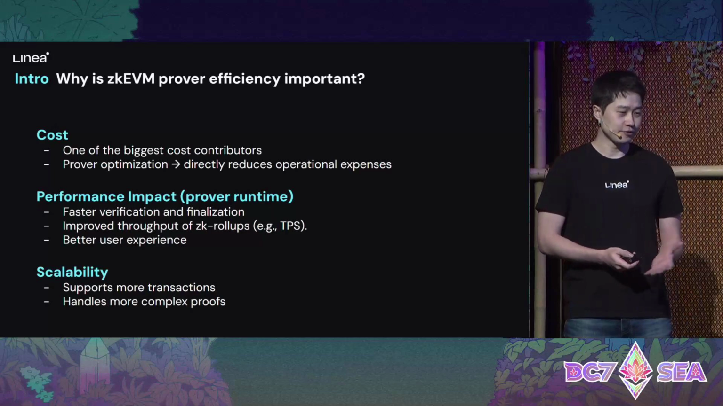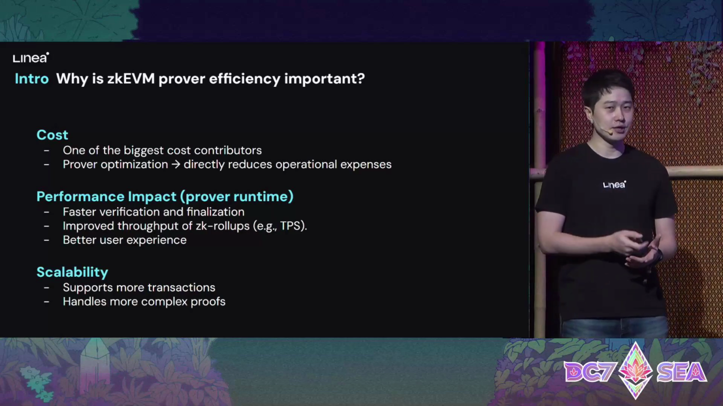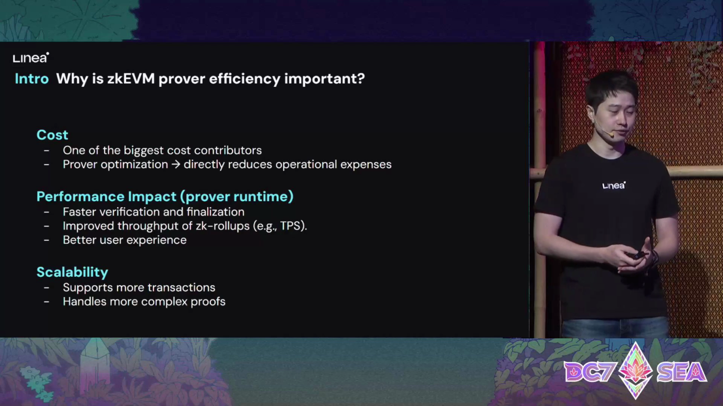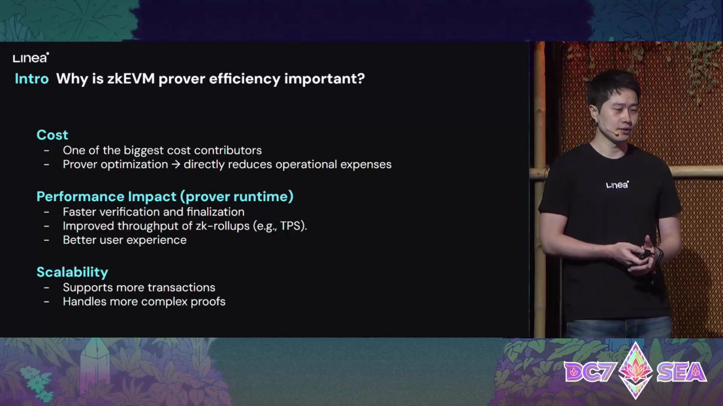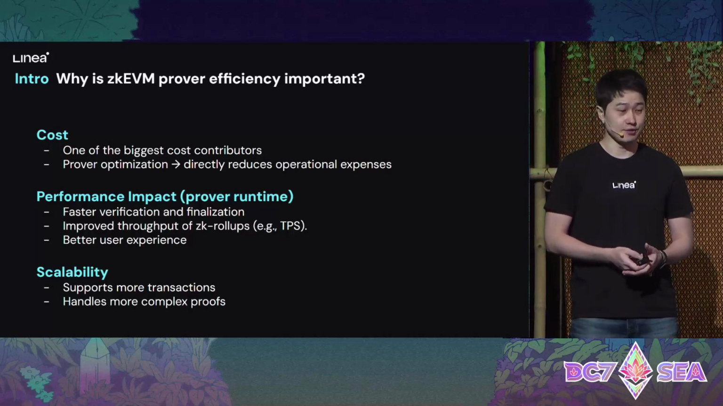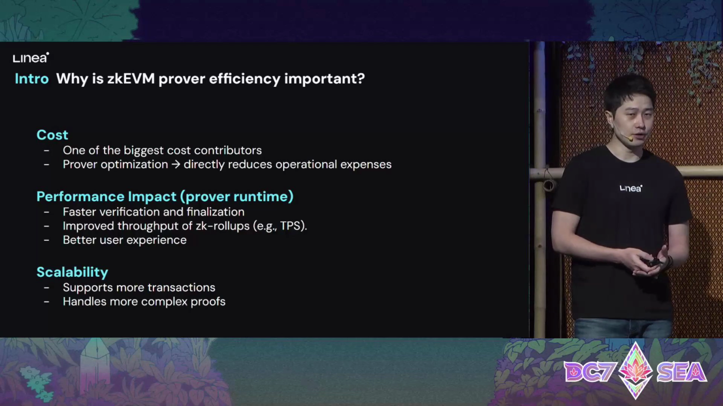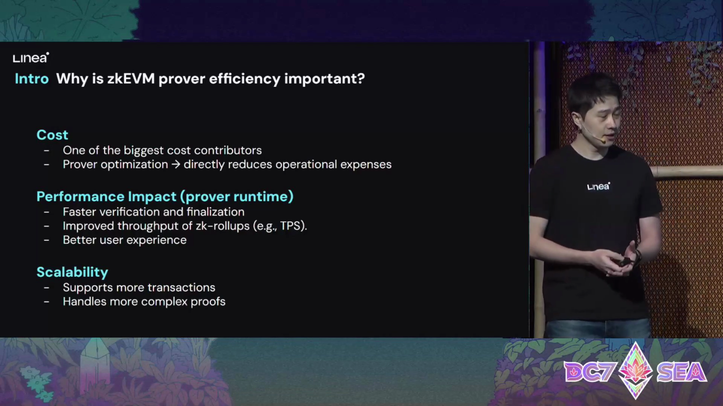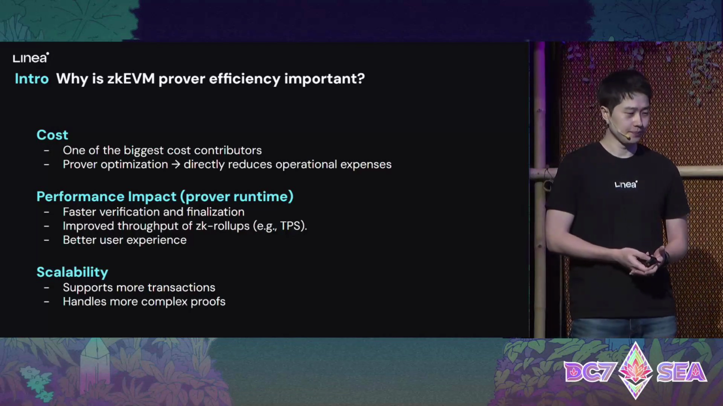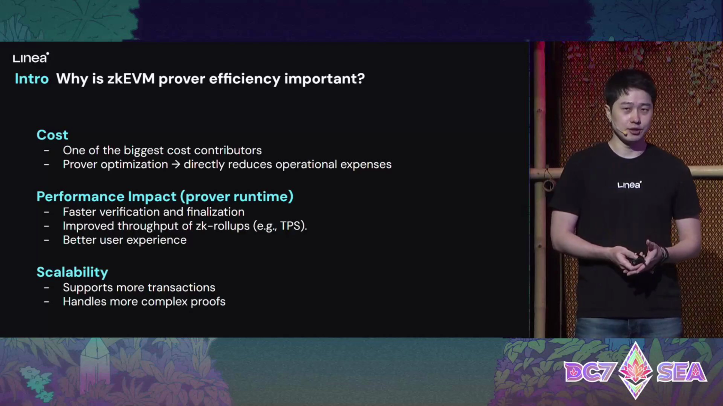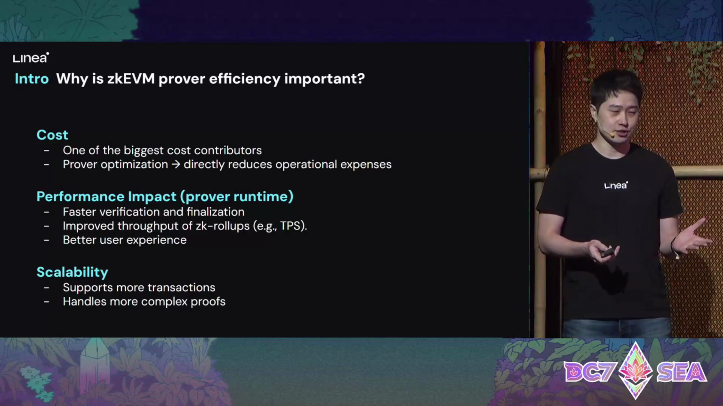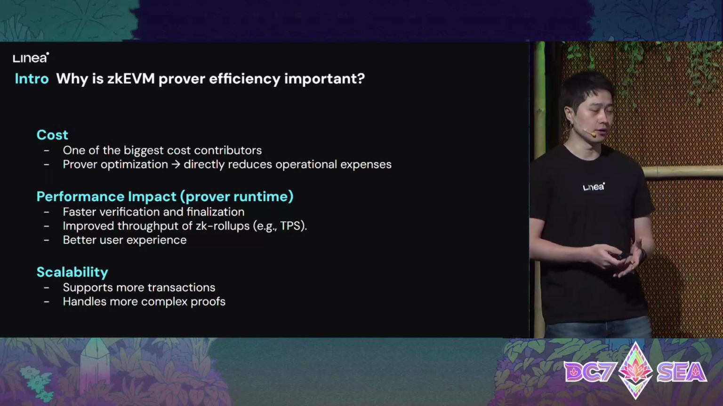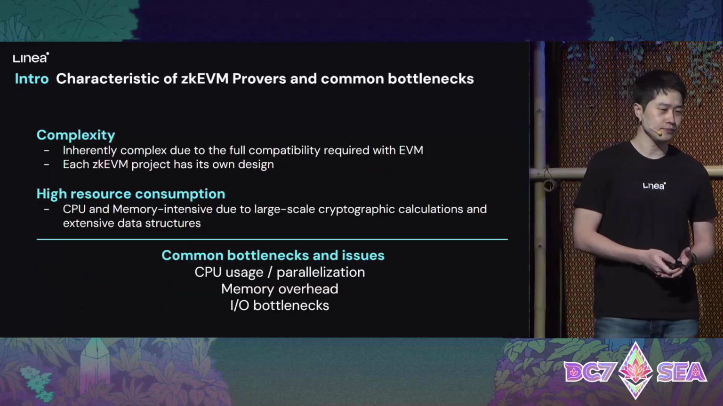The second is performance impact. When you optimize the ZK prover, that means you have less prover runtime, which also means you have faster verification and finalization. And in that way, you can improve your TPS, right? And your users will be happy. And lastly, you can also improve your scalability by optimizing the ZK prover, because you can support more transactions, which means you can handle more complex proofs as well.